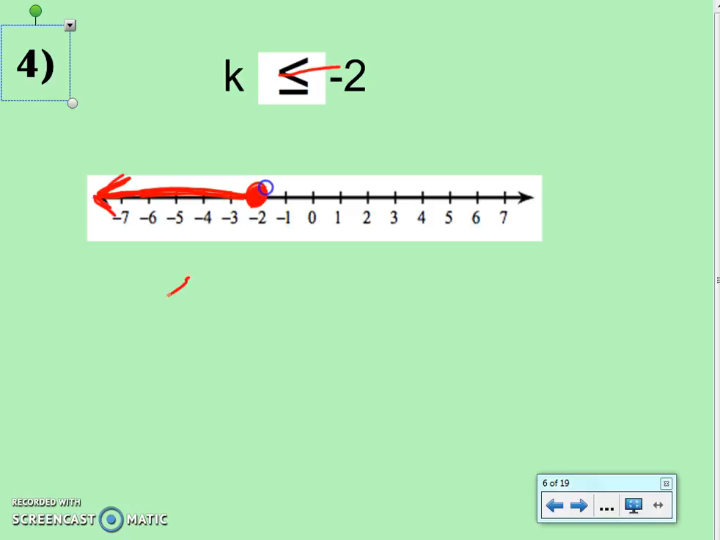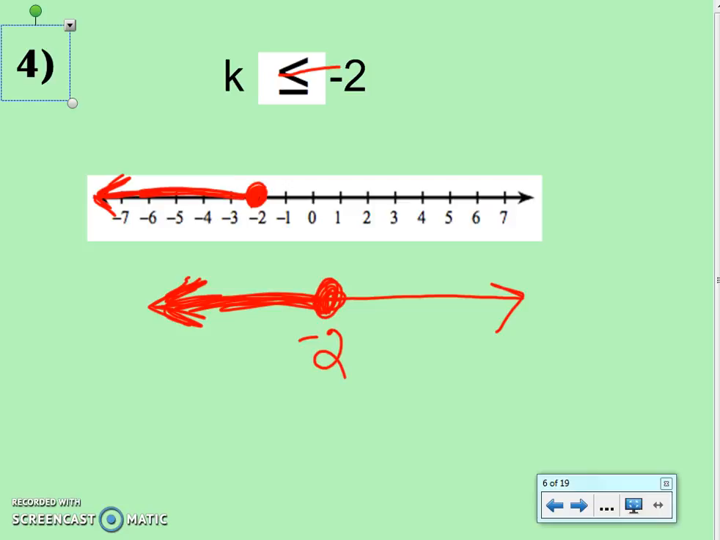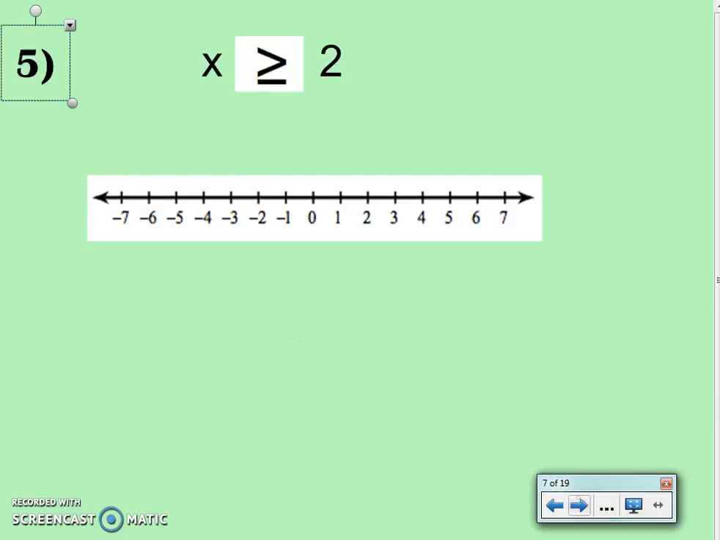Now, when you're drawing your number lines, you don't have to draw every single number you see on there. As long as you put the number they give you in the problem, and then you do your shading like this, you can just make a quick number line like that. That's fine with me. Okay, the next one, x is greater than or equal to 2.